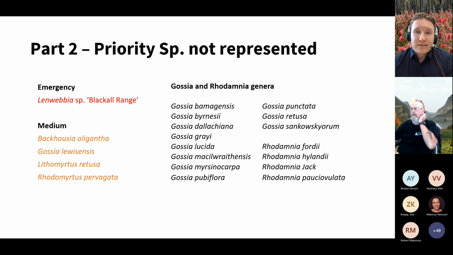Unfortunately, the priority species listed on screen at the moment were not present in any of the facilities that responded. That's not to say that there aren't some that are in insurance populations, they just weren't reported as part of the survey. And while it's concerning, this information provides some valuable data about where ex situ conservation efforts might be required in the future.